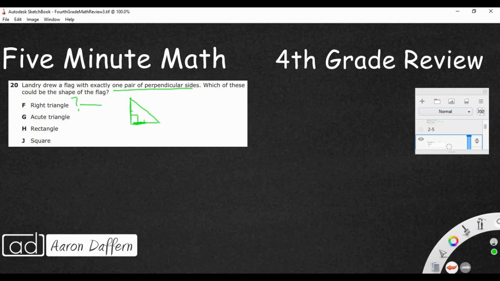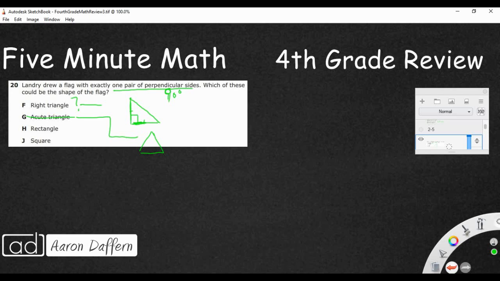An acute angle, let's draw this right here. Here's an acute angle. Acute angles are never going to have any perpendicular sides because these always have 90-degree angles. Perpendicular goes with 90 degrees. There are no 90-degree angles in an acute triangle, or else it would be a right triangle.